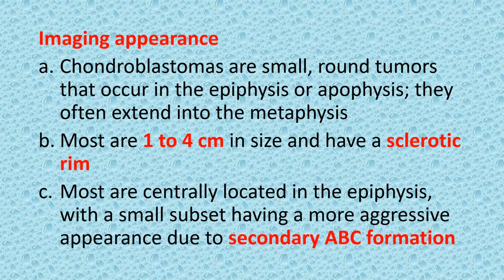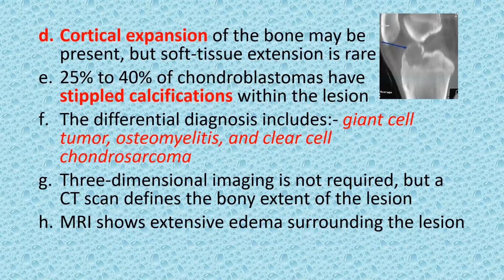Cortical expansion of the bone may be present, as occurs in the slide that I'm showing you on the right-hand side. But soft tissue extension is rare. 25 to 40% of chondroblastomas have stippled calcification within the lesion.